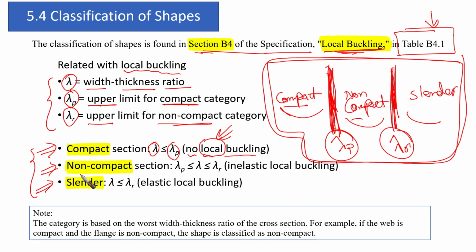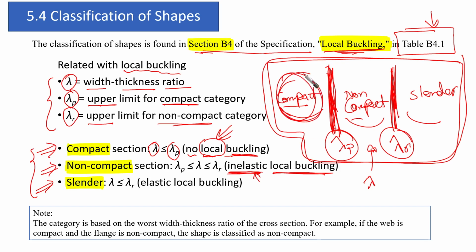For non-compact sections, lambda is going to be between lambda p and lambda r. We call this inelastic local buckling. Take care of these wordings, okay? What is the meaning of this? This means that we are going to have some local buckling, but it is going to be inelastic. Some yielding of the material would be there. However, in the compact, there is going to be no local buckling at all.